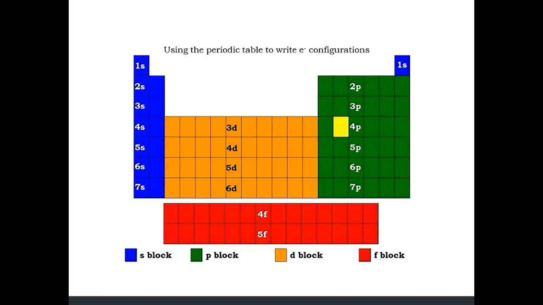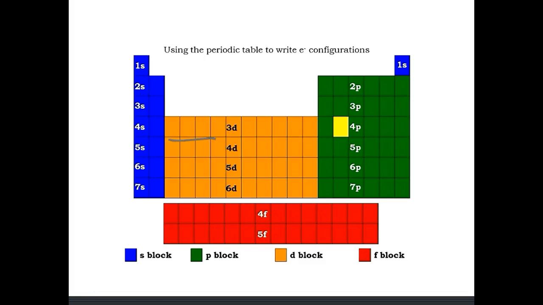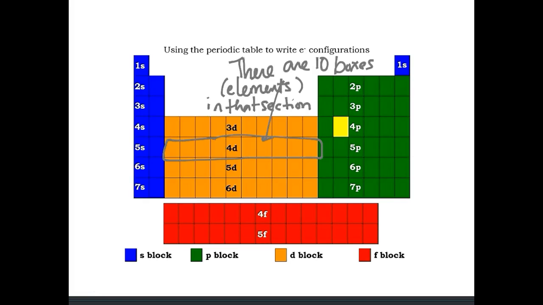Also, if you look at the periodic table, for the 4d section, there are 10 boxes or elements in that section. Since there are 10 elements in that section, each box kind of represents the space that an electron fills in as you increase the size of these atoms, right? So 10 boxes means 10 electrons because of 5 orbitals. That's why we get 10 sets of quantum numbers.